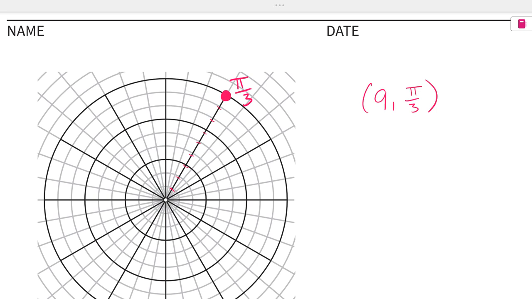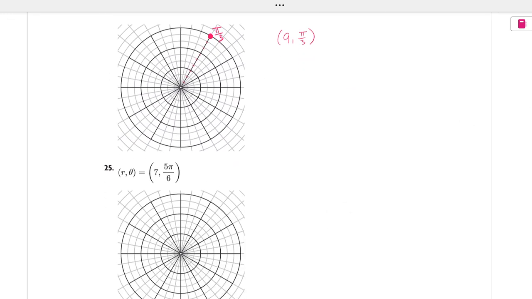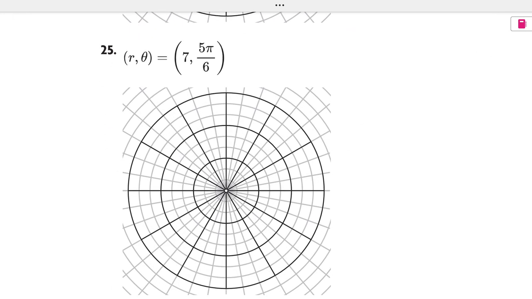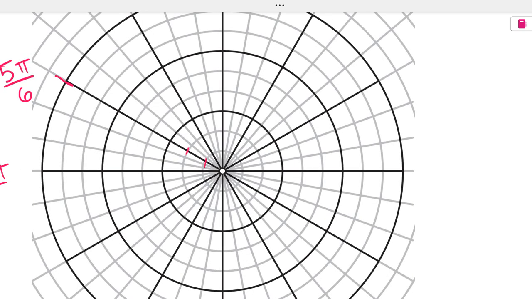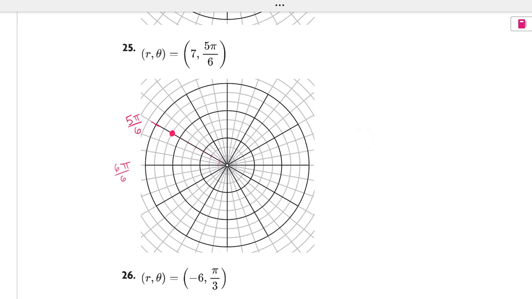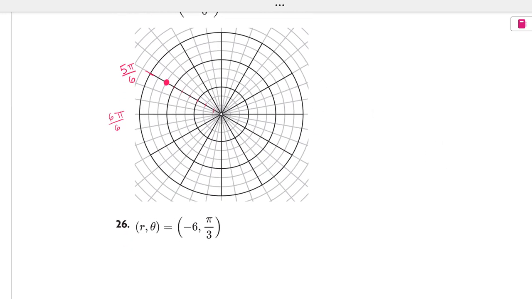Question 25. So 5 pi over 6, remember, pi, or 6 pi over 6, is right here. So 5 pi over 6 is going to be this spoke right there. And we're counting out 7. So 1, 2, 3, 4, 5, 6, 7. There we go. Trying to make this a big dot, and it keeps auto-correcting. All right, so 7, 5 pi over 6.